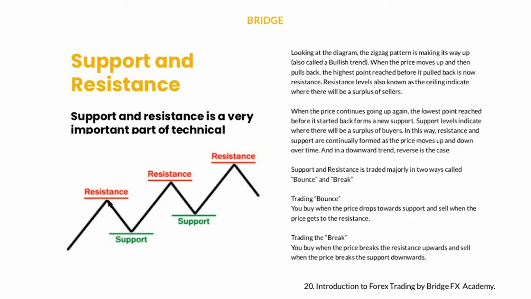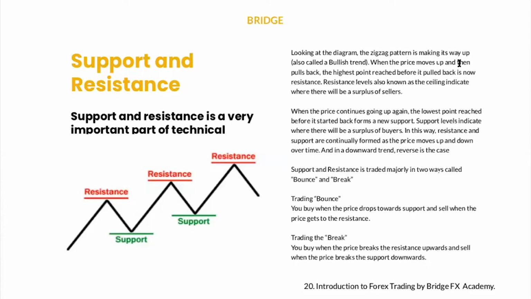So it went to the ceiling, that is the resistance, and it came down again to the support, which is the floor. Then it bounced up again, it broke this resistance here, formed another resistance. Then when it goes to this ceiling again, it had to come down. When it goes to this floor, it came back again to form another support. So it's safe to say resistance is the ceiling and support is the floor. Looking at the diagram, the zigzag pattern is making its way up, also called a bullish trend.